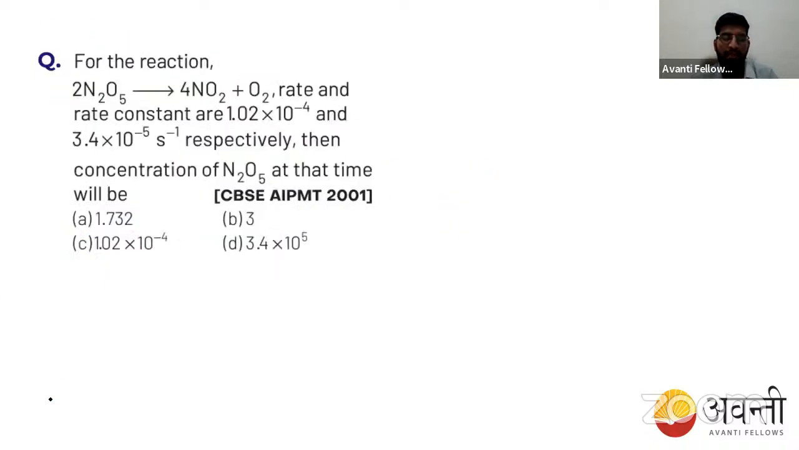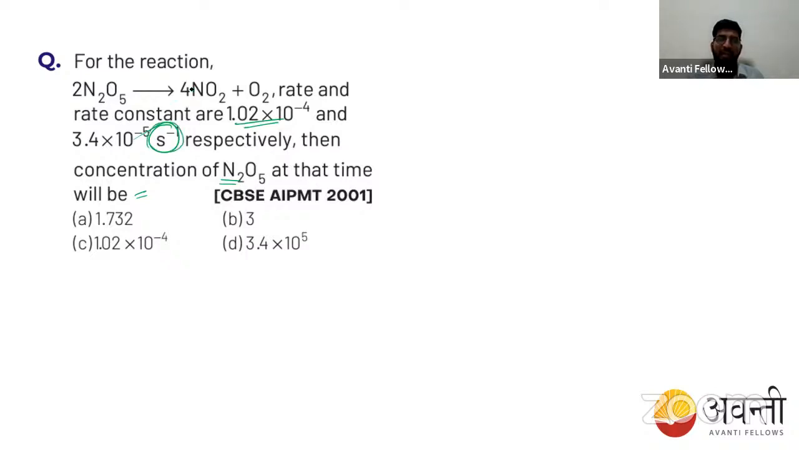Very good question. Again, for the reaction 2N2O5 gives 4NO2 and O2. So this is a simple reaction. The rate of reaction is 1.02 into 10 to the power minus 4 and the rate constant is 3.4 into 10 to the power minus 5 second inverse. So this is very important, we have to see the unit of rate constant. These are the values given. They are asking about the initial concentration of N2O5, basically. So I have circled this second inverse.